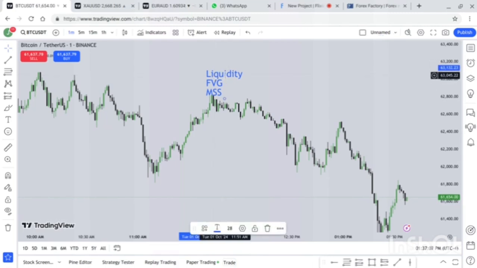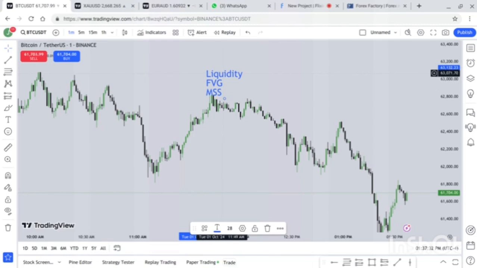Now, first of all, ask yourself. Most of you could have heard of liquidity, liquidity, liquidity. You could even have heard of fair value gap, and you could have heard of a market structure shift, but you don't even know what they are. Now, I'll be explaining what liquidity is. In the simplest and easiest terms, in a very easy form, what is liquidity?